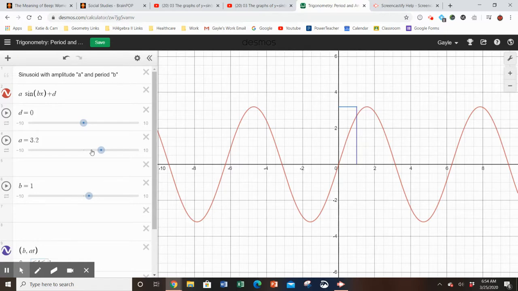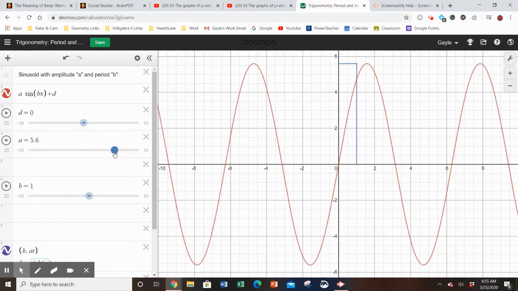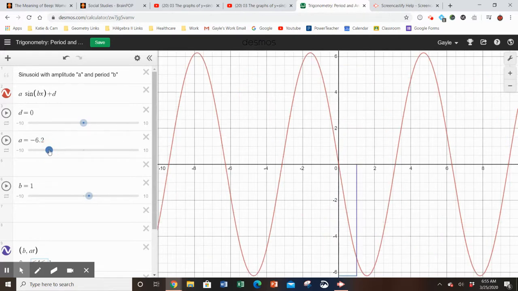When A gets bigger, you can see that there's a vertical stretch here, and now instead of going up to 1, it's going up to 3.2. I have a little bit of a lag time, so kind of bear with me. So this is an amplitude of 5, and here, if I go down, it's going to flatten it. I think. Let's see.